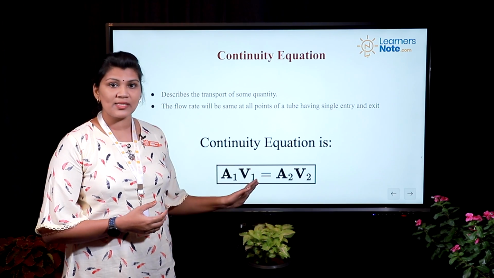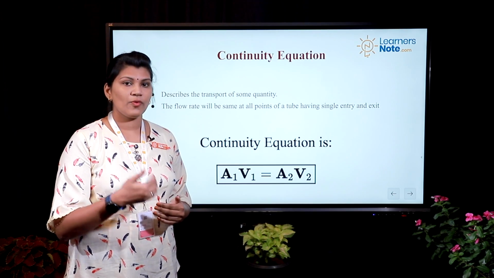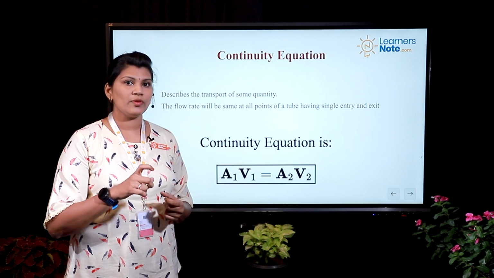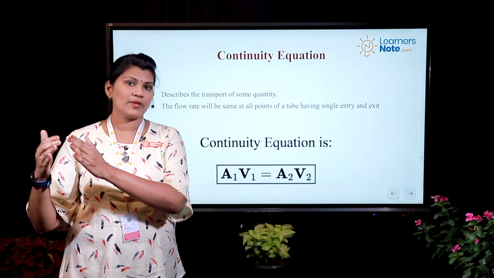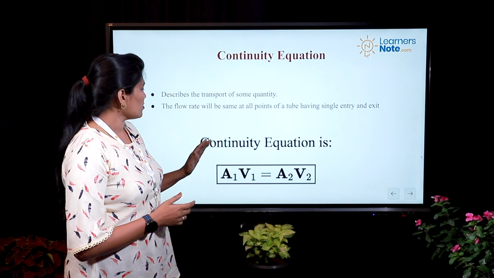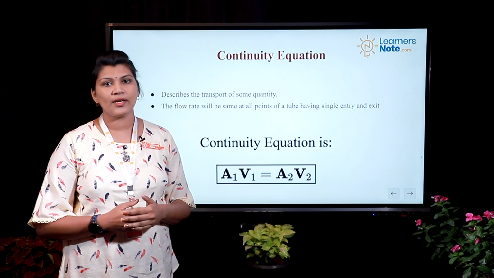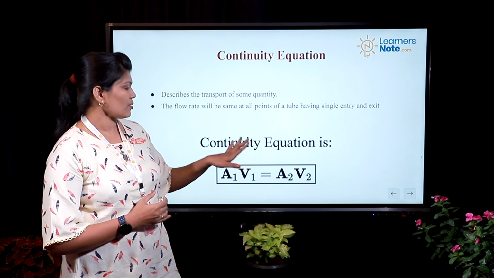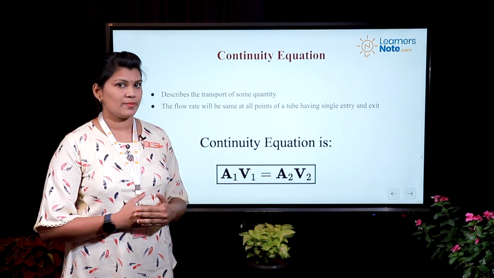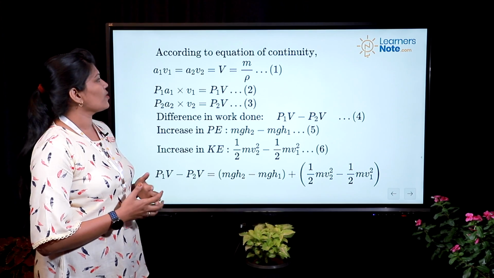What it means is that the quantity of the liquid flowing into a particular region in unit time will be equal to the quantity of the liquid going out from a particular area in unit time. Okay, so A1V1 is equal to A2V2 is our continuity equation. We have to apply this equation for the derivation of Bernoulli's principle.